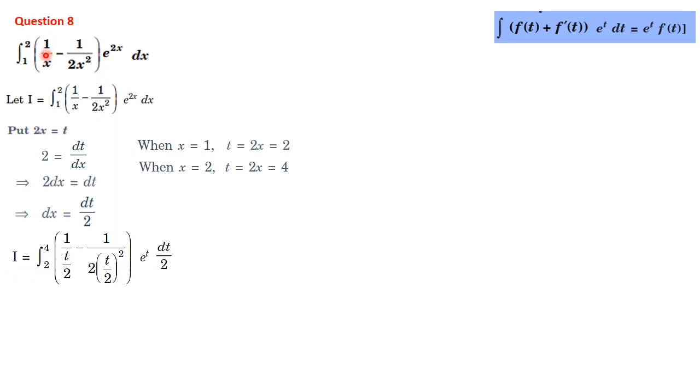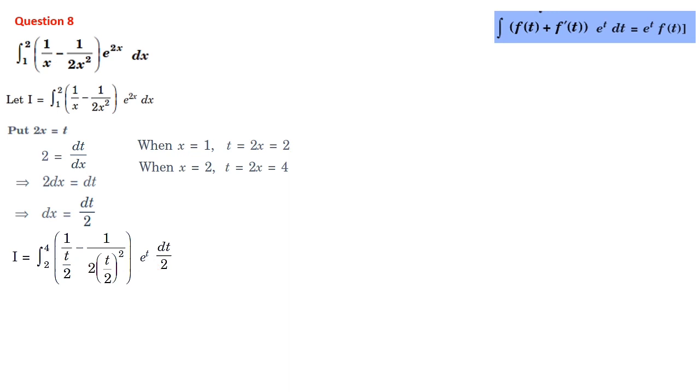Here 1 divided by x only is there, but here 2x is equal to t we have taken. From here x we can calculate: x is equal to t by 2, with the 2 brought to the right side. No need to write another step, directly we can write here. So x can be replaced by t by 2, minus 1 divided by 2x square. Again x we have calculated as t by 2, so x square is t by 2 the whole square. Then dx we have calculated as dt by 2. Of course e raised to 2x is also replaced as e power t.